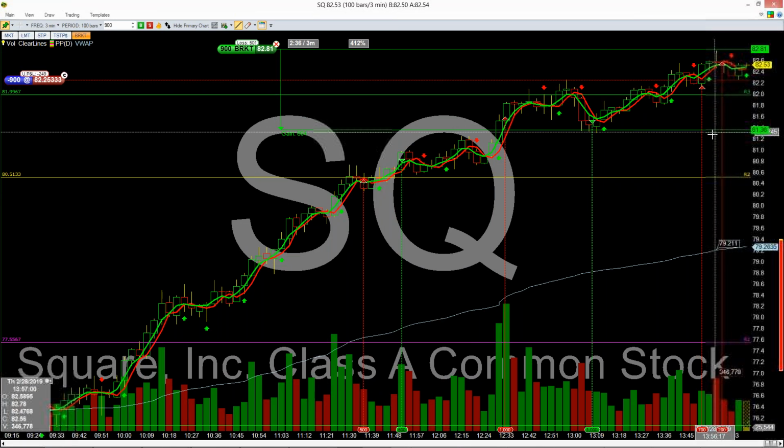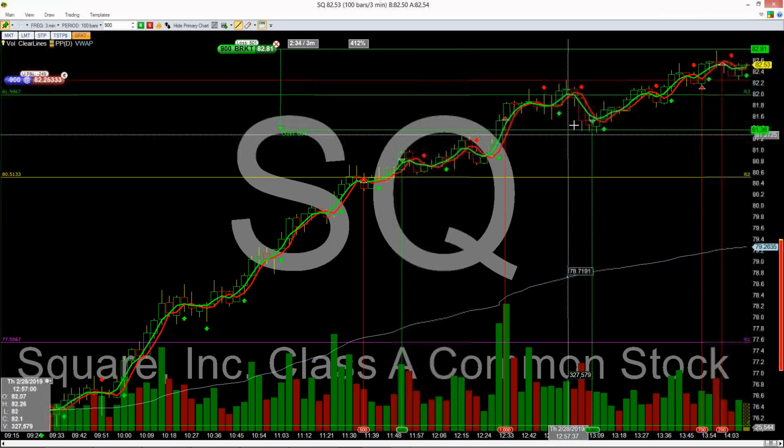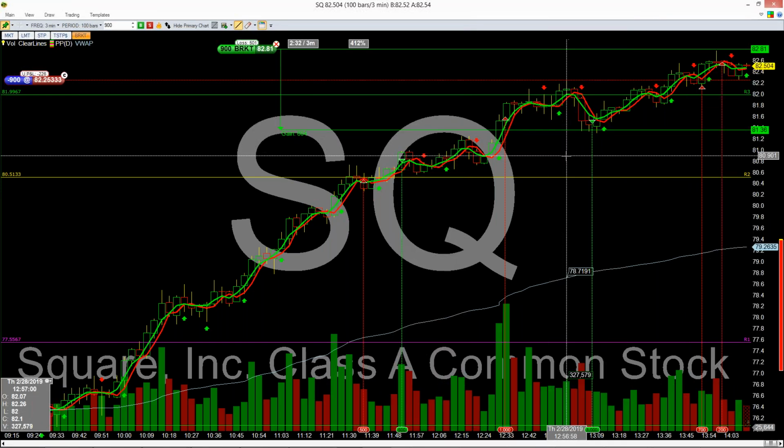And that's a little better than 1 to 1.5 risk to reward ratio. As it starts to move in profit, I can move my stop down, and if I think it's going to continue lower, I can move my limit down.